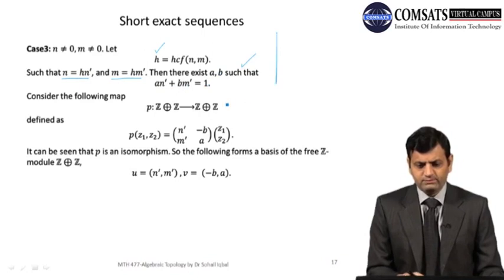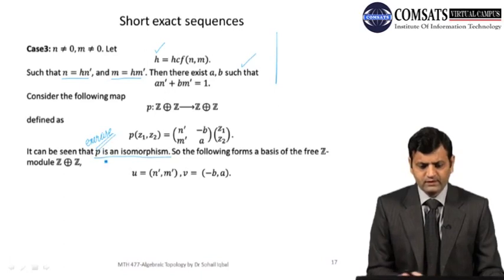Okay, so now consider this map P from this direct sum Z plus Z to Z plus Z defined in the following way. Now this map is an isomorphism, and I'm leaving this as an exercise for you to show that this is an isomorphism. Now what are the images of the elements?